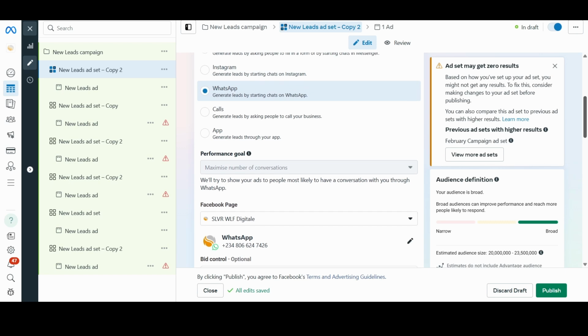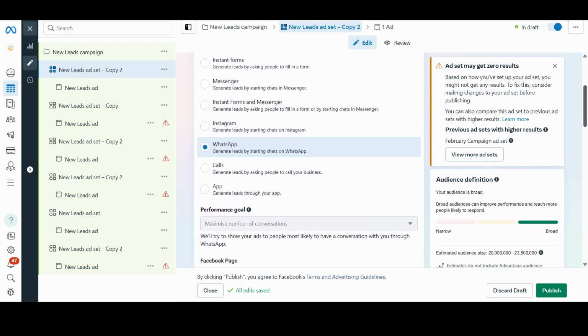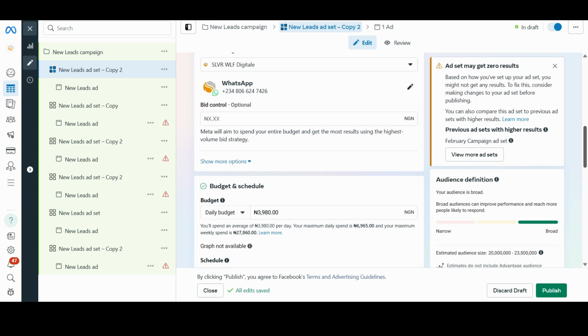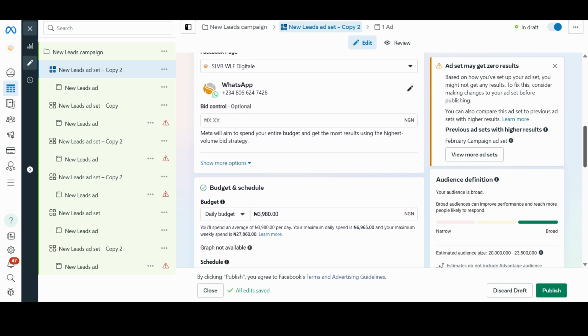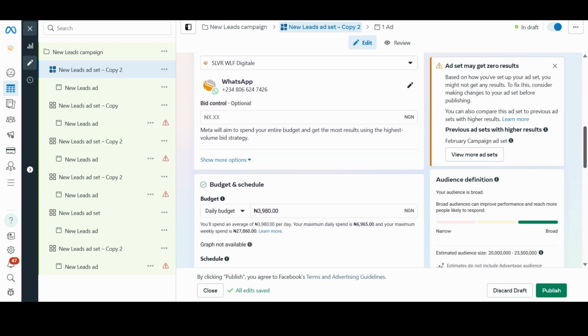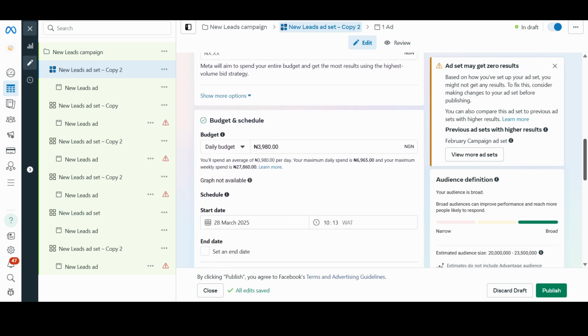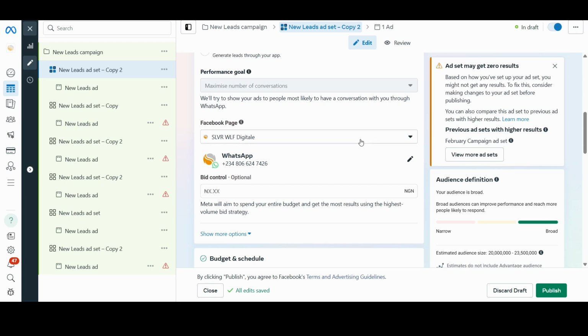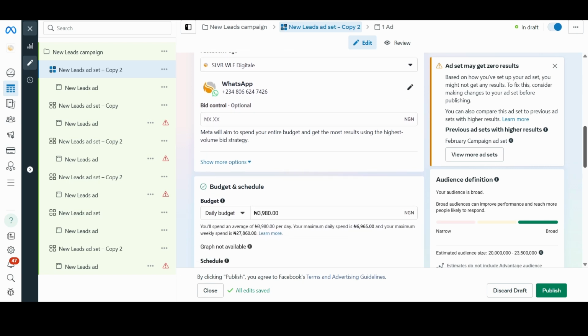All right. So after you decide where you want the conversion to take place, of course, this is the Silverwolf Digital page, ad account. So there you have it. If you're an agency, for instance, and you run ads for different people, then you have to be sure of what Facebook page you're using before you run one ad for another account. Or if you're a business that has multiple accounts, then you just need to be sure of which account you're using at that point.